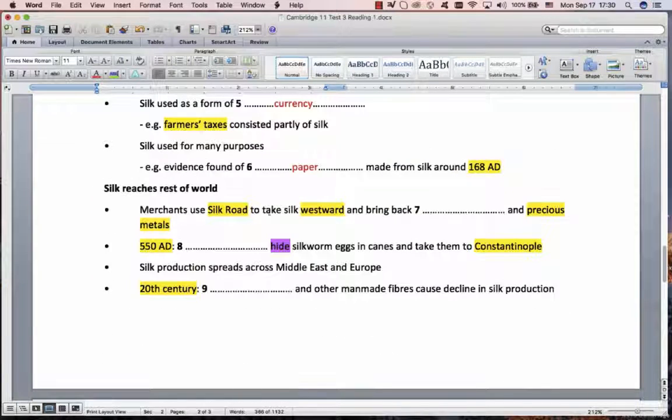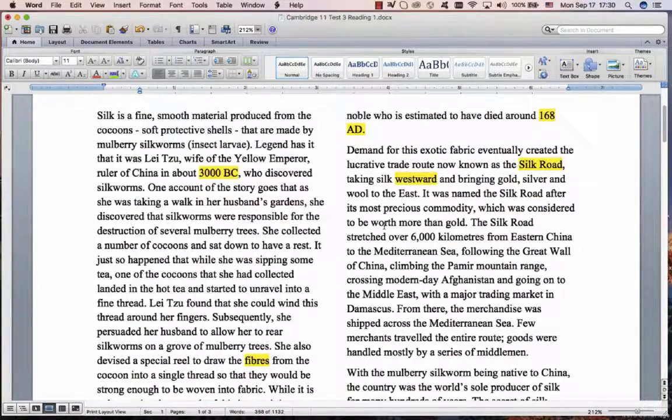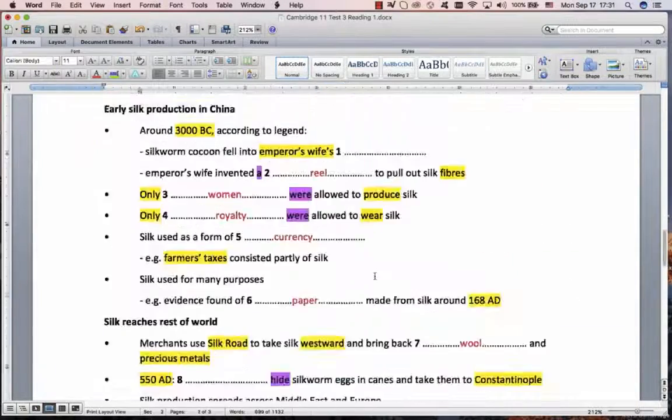Right, this should be easy. Take silk westward, bring back something and precious metals. We know exactly where that sentence is. They took the silk westwards and they're bringing gold, silver and wool. And I hope you know what a metal is. A metal is iron, copper, all of those things. You must know what metal is. Gold is a metal, silver is a metal. Precious means it's worth a lot of money. And so what is left? Wool. Wool is the stuff that we get from sheep to make clothes. So that's not a metal. So we must choose wool. Right.